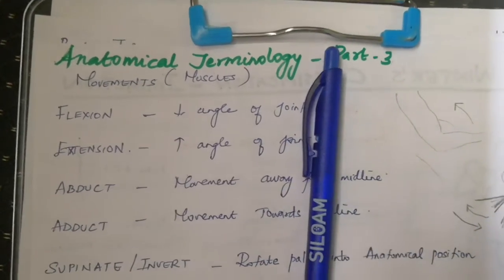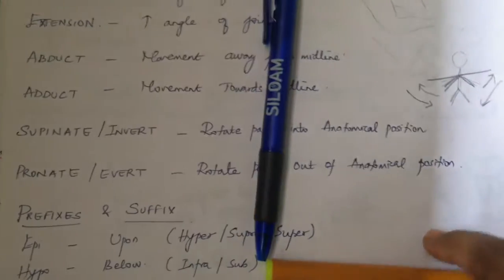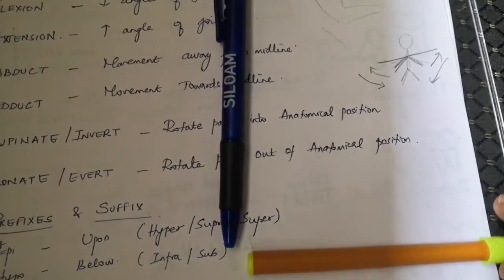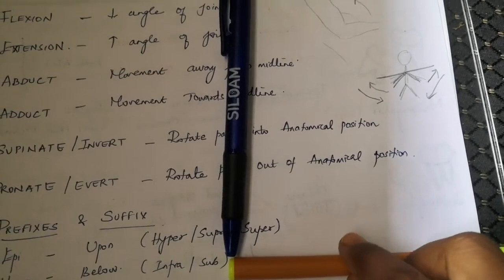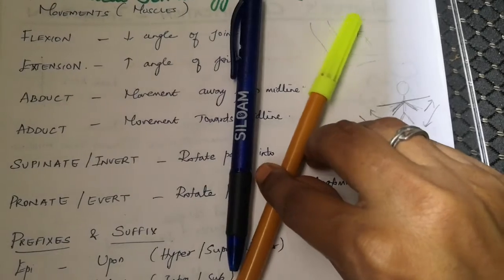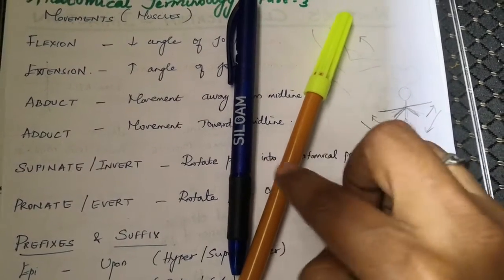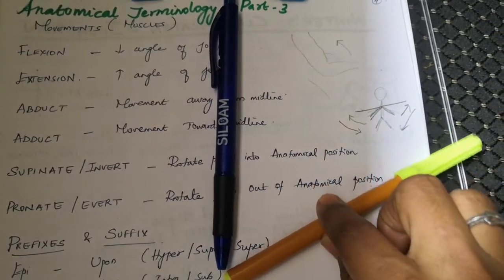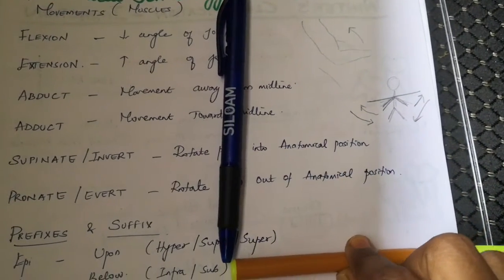Consider this as an upper arm. Okay, so this upper arm, this is the elbow, consider. So whenever there is a decrease in the angle, you call it flexion. So decrease in the angle, this angle is reduced, no? So it's flexion. Whenever there is an increase in the angle, you call it extension.